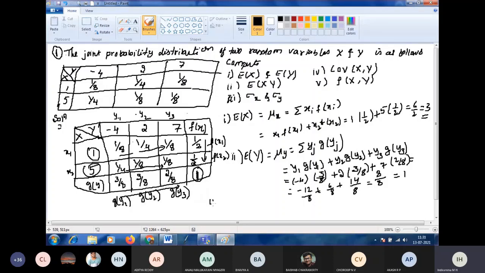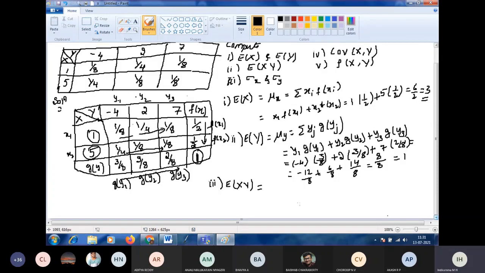Next, the third one, we have to find the expectation of xy. How to find the expectation of xy? The formula we have to use is the summation of xi yj into fij. So the expectation of xy is the summation of xi, yj, fij.